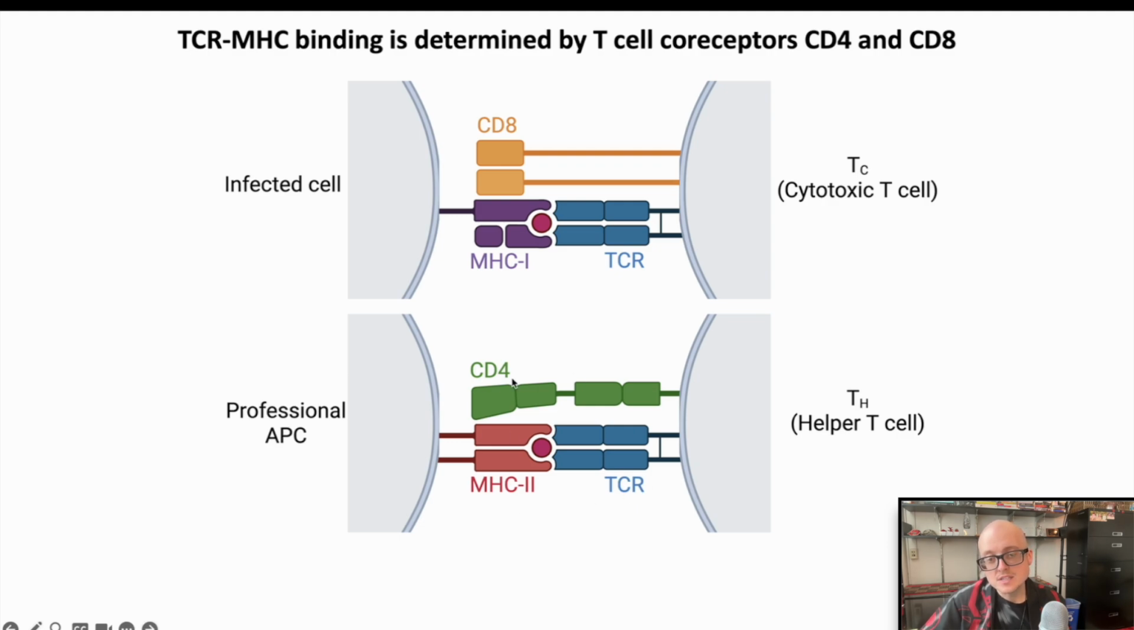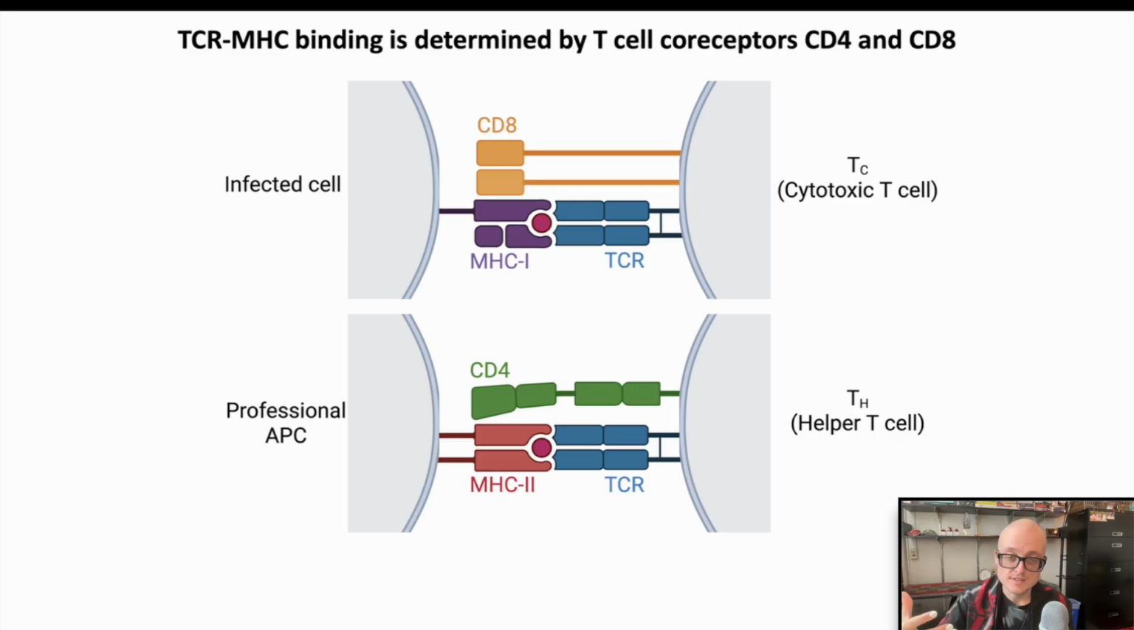And in the absence of CD4, the TCR is not able to interact with MHC class II. But when CD4 is present, you get a full interaction, and again, CD4 confers specificity for MHC class II, and therefore T helper cells can only recognize antigen from cells that express MHC class II, which, of course, as we've said, are professional APCs.